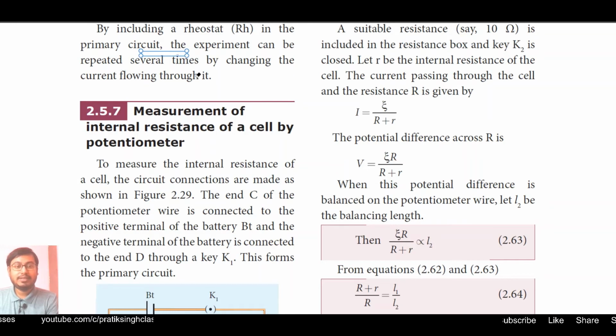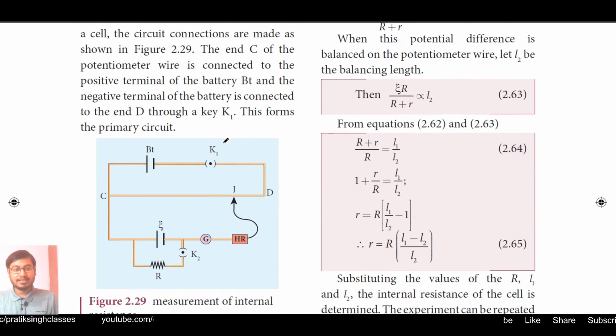We know very well that when a battery is attached to an external circuit, the external circuit gives resistance to the flow of current, but the material inside the battery also gives resistance to the flow of current inside the battery, and that is called the internal resistance of the battery. Now with the help of a potentiometer we will try to find out how to get the internal resistance of the battery or of the cell. Same thing is here.